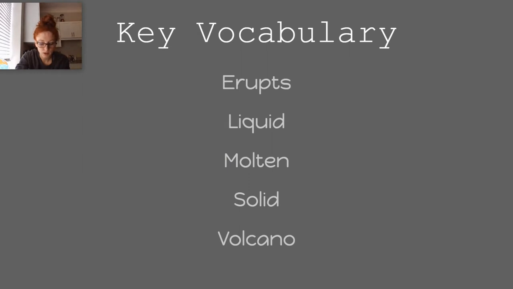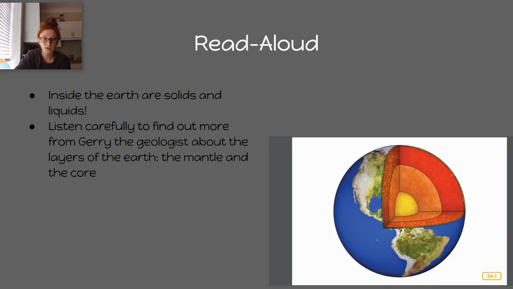Remember our key vocabulary, we have erupts, liquid, molten, solid, and volcano. Inside the earth are solids and liquids. Listen carefully to find out more from Jerry the geologist about the layers of the earth, the mantle, and the core.